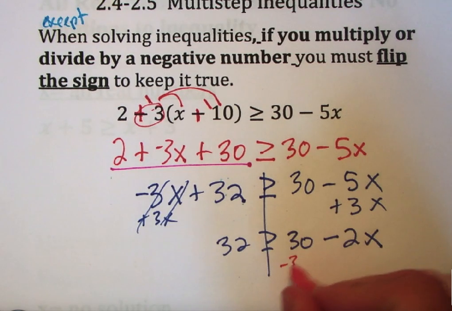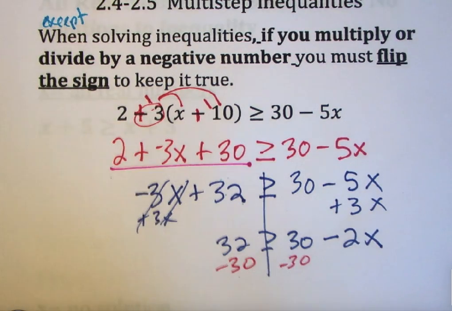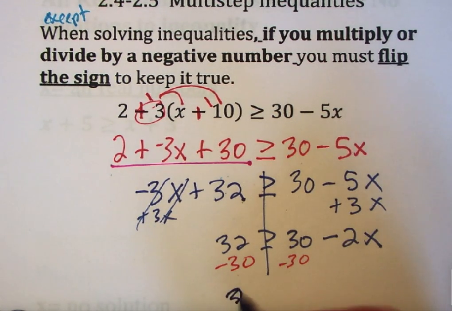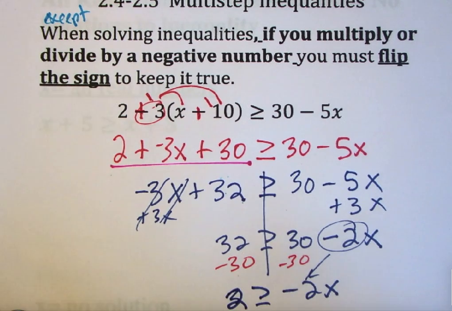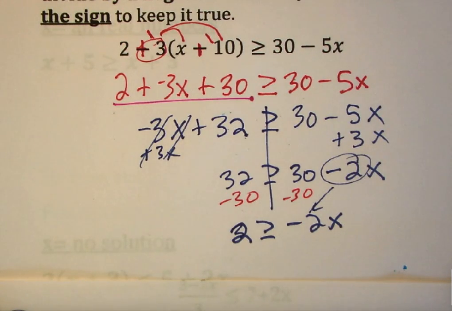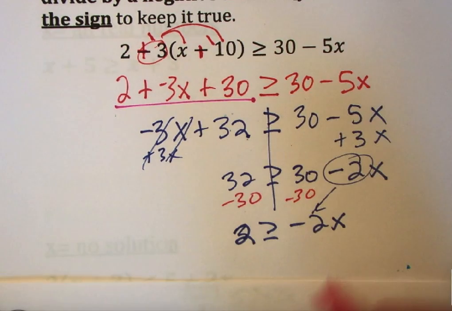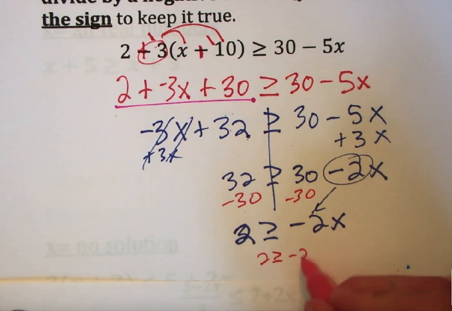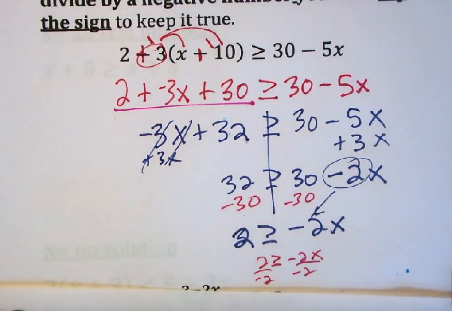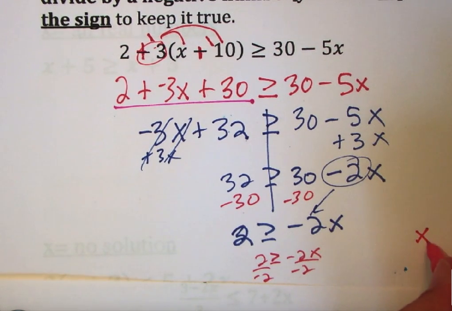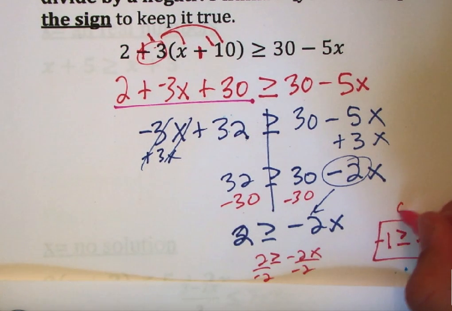And then we're going to take away 30 from both sides. And we get 2 is greater than or equal to negative 2x. Notice how I brought down the negative 2, super important. And then we're going to divide both sides by negative 2. So divide by negative 2, and we get that negative 1 is less than or equal to x. And there we go. There's our answer.